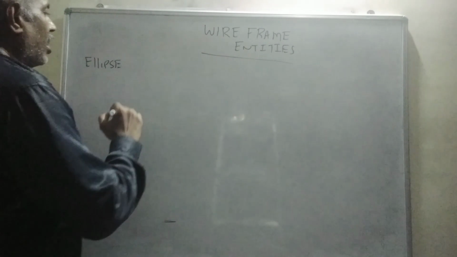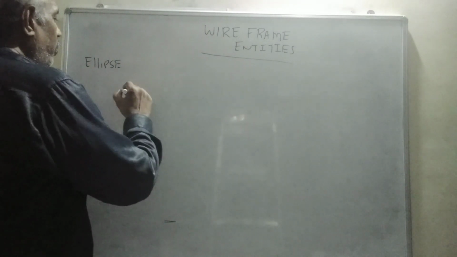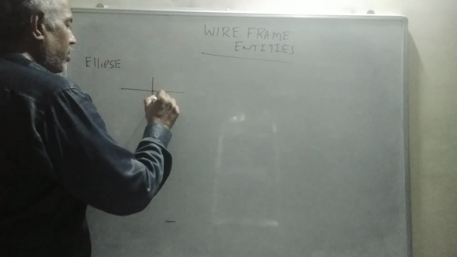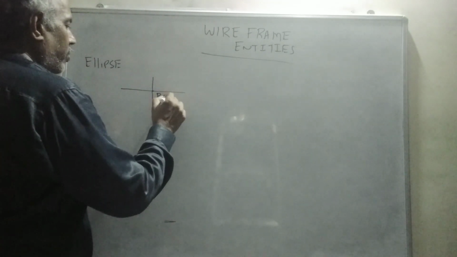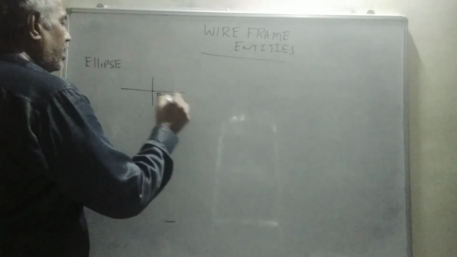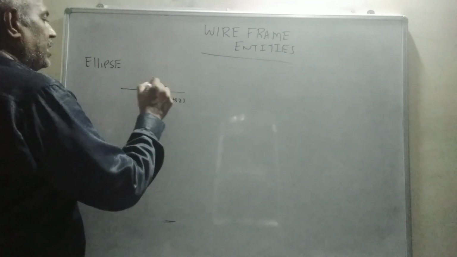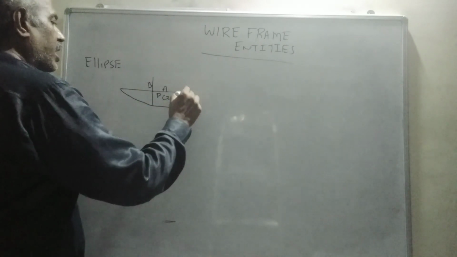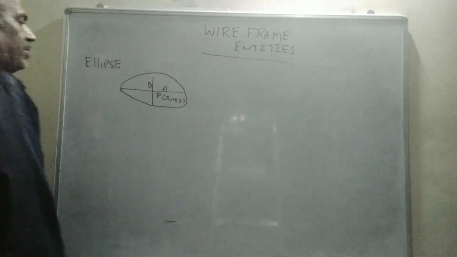To develop an algorithm, it requires the center point of the ellipse and the length of the major axis and the length of the minor axis. If you give these three data, you can easily write an algorithm to develop an ellipse.